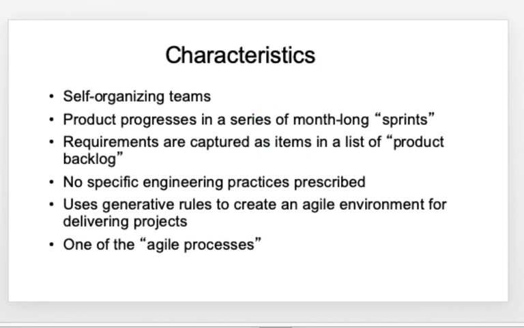So what are the characteristics of Scrum? The team needs to be self-organizing in nature, as I've told you. Product progress is going to be in a series of month-long sprints. The requirements of the project are captured in what is called a product backlog. In Scrum, the advantage is there are no specific engineering practices prescribed. And Scrum uses a set of generative rules to create an agile environment and to deliver the project.